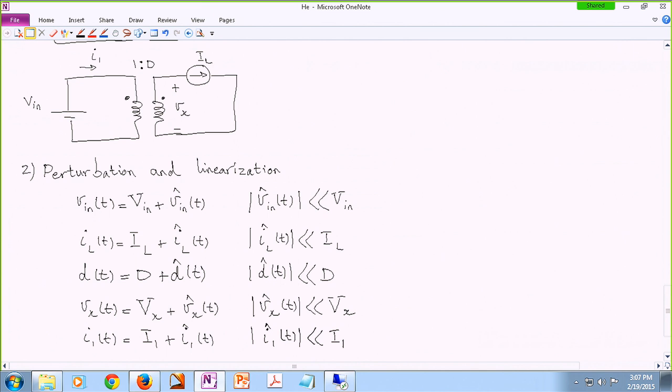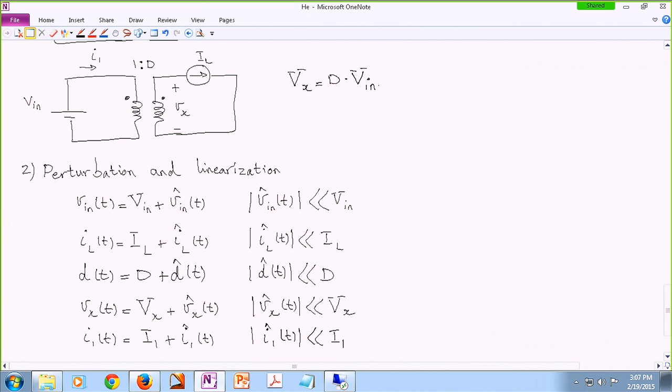Okay, so something like this. All right, now I'm going to do some math here to basically, for instance, look at this equation. So in a DC way, I can say the DC value of Vx is the DC value of the duty cycle times the DC value of the input voltage, right?